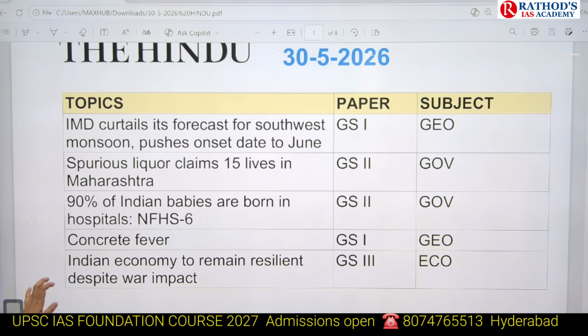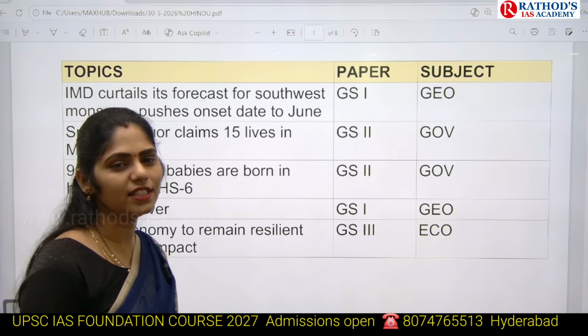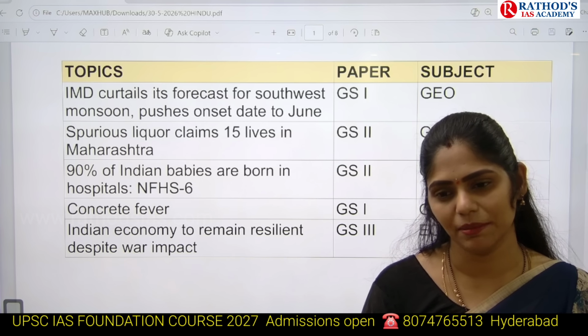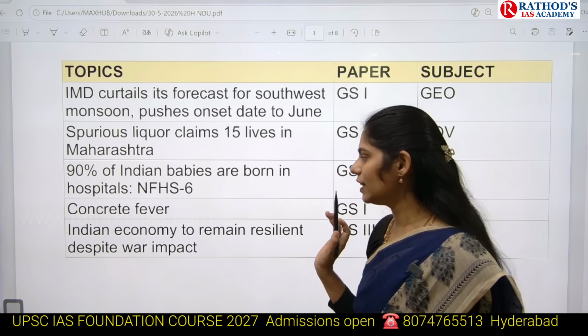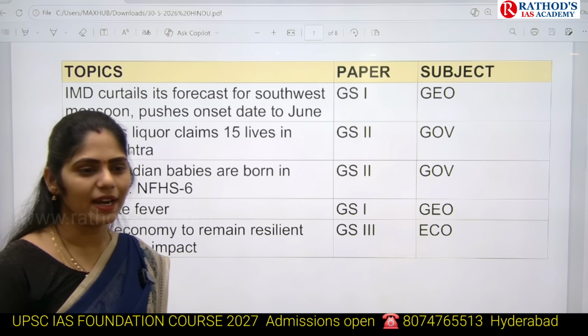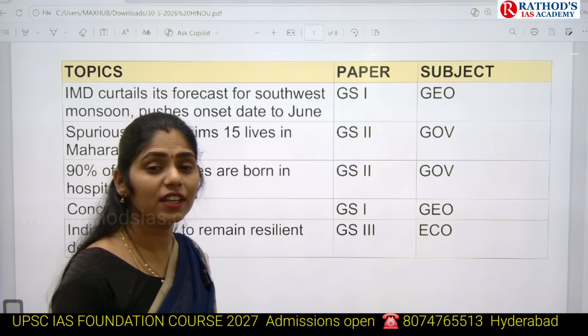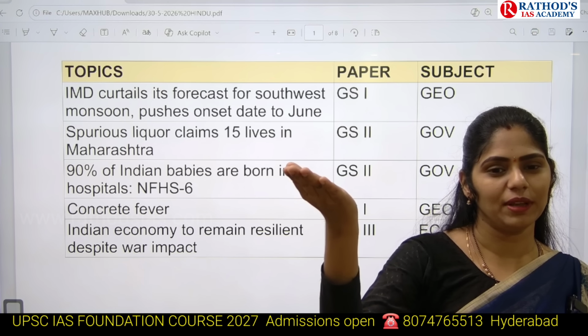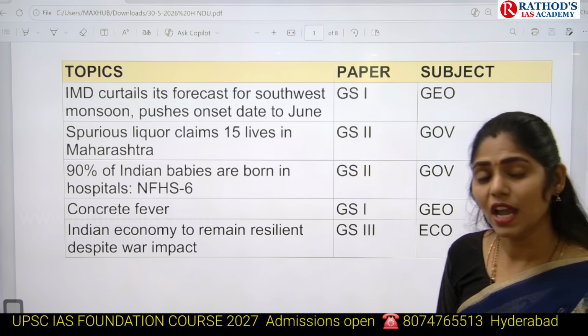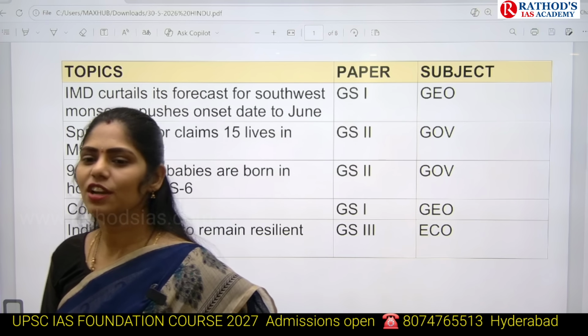And the next topic is concrete fever. This article is talking about increased heat waves. There is increased temperature, and especially in Rajasthan it recorded around 48 degrees centigrade. It is very high. This article is saying that not only because of climate change, but even because of human causes, that is increased urbanization and increased concrete buildings, this leads to the urban heat island effect. Because of this urban heat island, temperature increases. That is the meaning of concrete fever: because of increased concrete surfaces, there is an increase in temperature. This article is important from GS paper 1 under geography, and we can also see this topic from environment and ecology in GS paper 3.